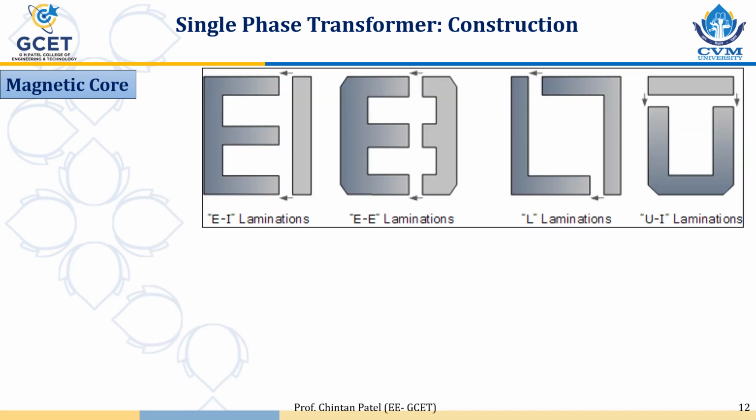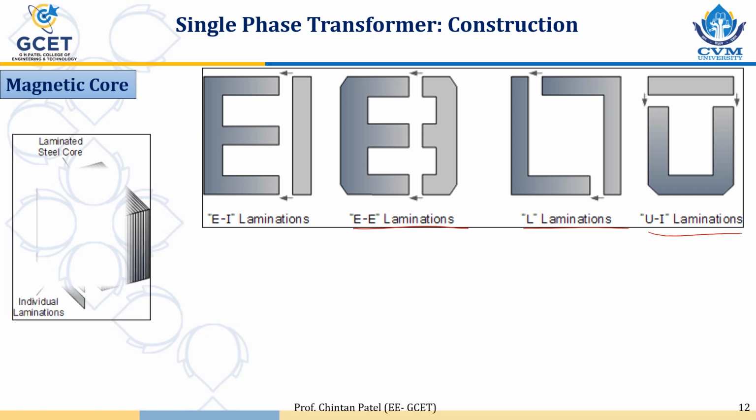There are laminations also. You can see here, first one is E and I type. Second one is EE type laminations. Third one is LL type laminations. And fourth one is U and I type lamination. So depending upon the design, depending upon the manufacturing requirement, different types of laminations are used.